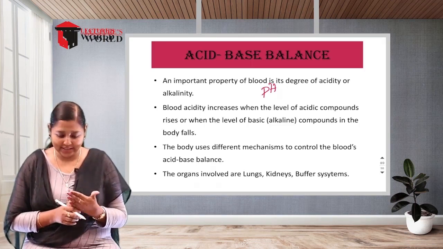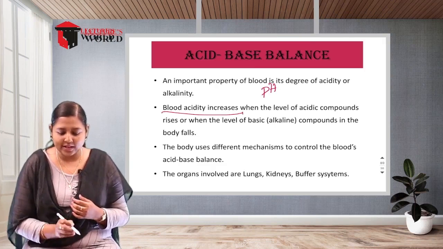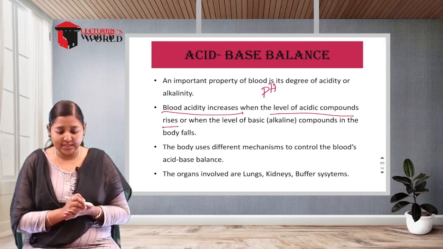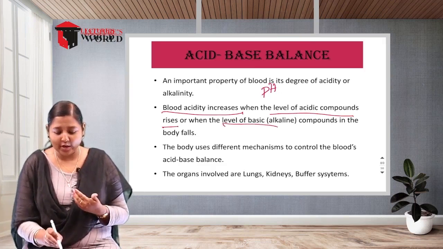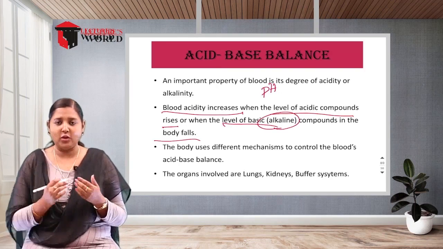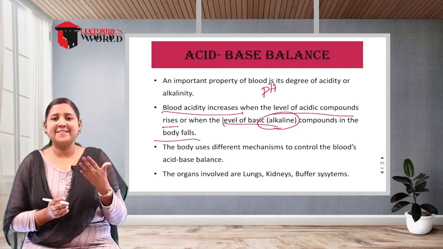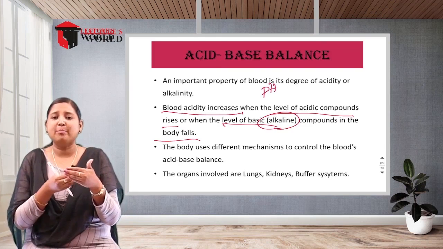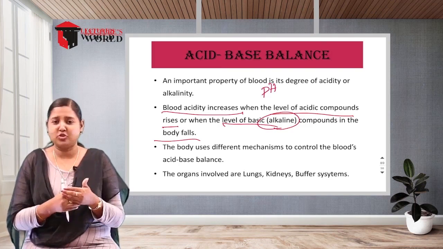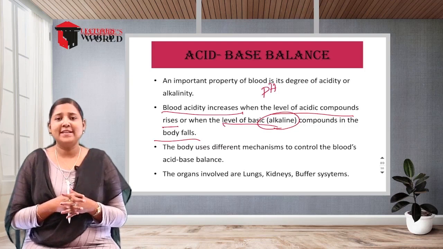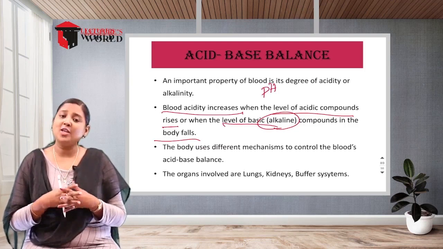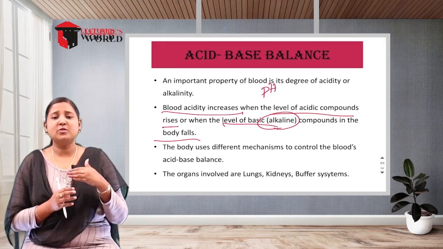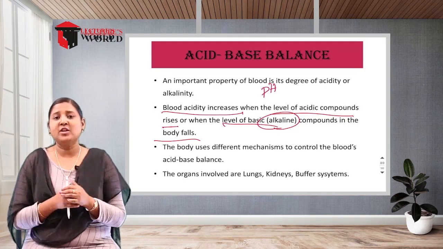When blood acidity increases, the level of acidic compounds rises or the level of basic or alkaline compounds falls. So if you want to say the blood is acidic, the acidic compounds in the blood have to increase and the basic components, which we call alkaline compounds, have to decrease. Then we can say the blood is acidic. When you say the opposite, that the blood is alkaline, the alkaline compounds are increased and the acidic components are less.